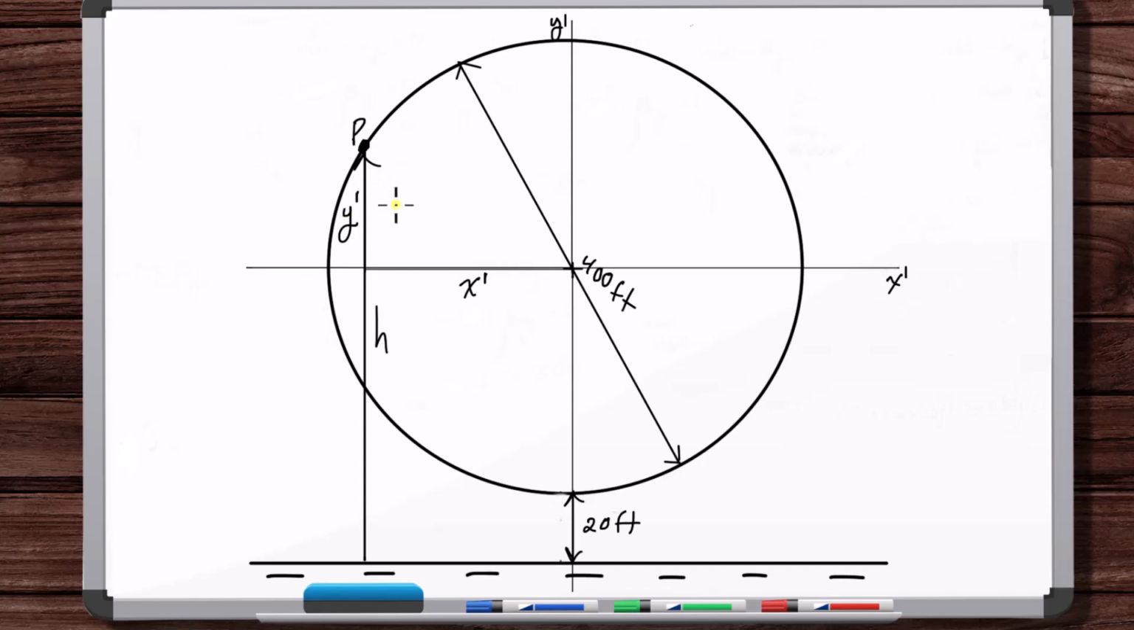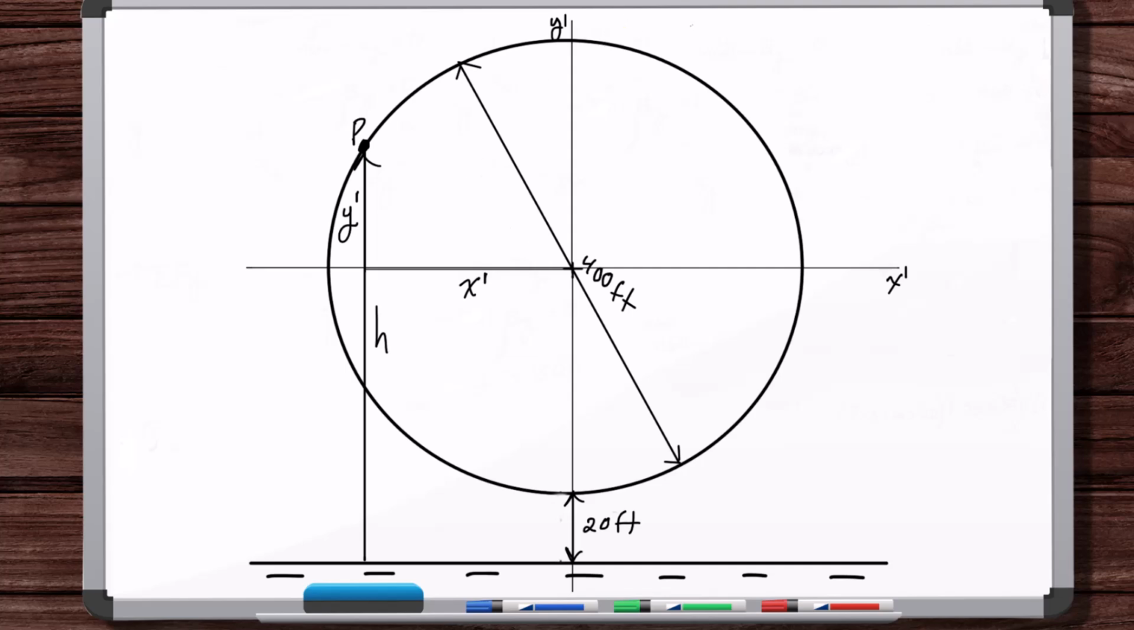And the goal is with P, well, this is not the point P, I'm sorry. P is the parameter we have associated with this point. The goal is, given an input P, we want to find what y prime is. And once you have y prime, you could get h.